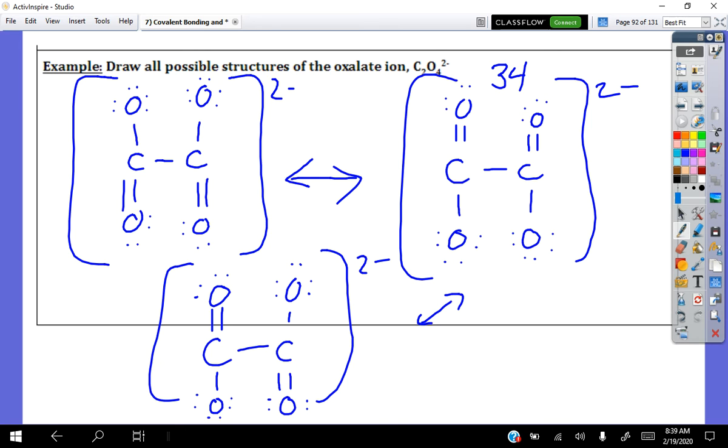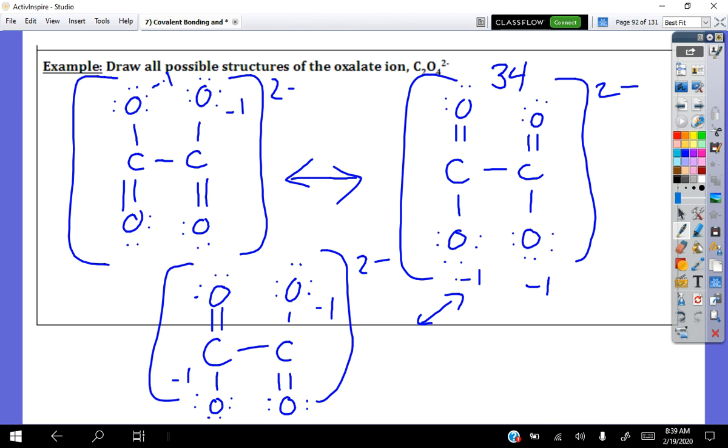If I were to check the formal charges on these, my carbons each have a 0 formal charge. The oxygens that have a double bond also have a 0 formal charge, and I end up with a -1 formal charge on each of these singly bonded oxygens. And since we add up our formal charges to get the overall charge, we do end up with a -2 charge overall.